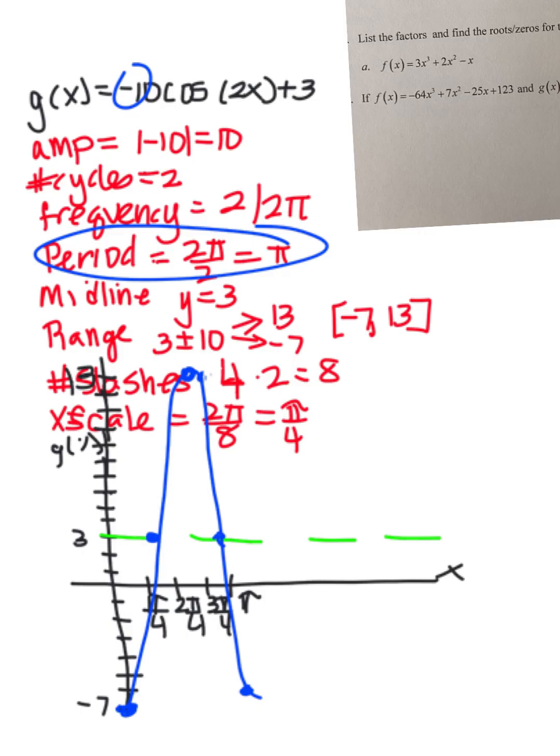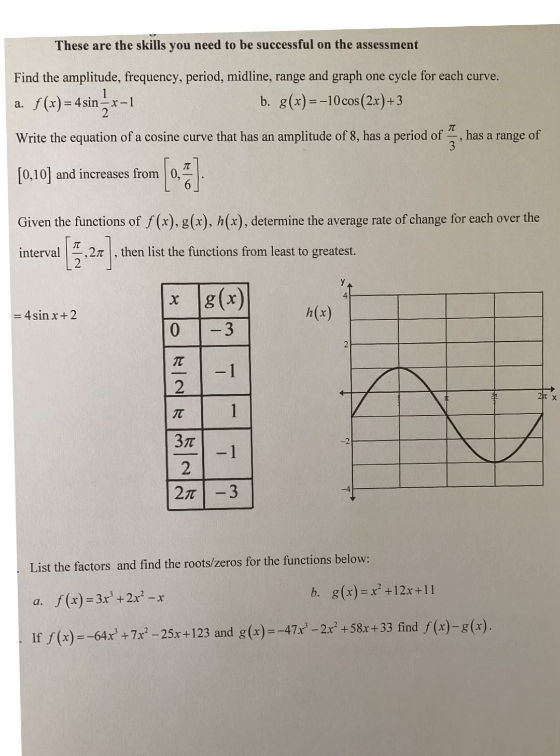Okay, so those are the graphs, and let's take a look at number 2. Okay, so number 2 says to write the cosine curve that has an amplitude. Now mine says 8. I know yours says 5. So that should be a 5 here.